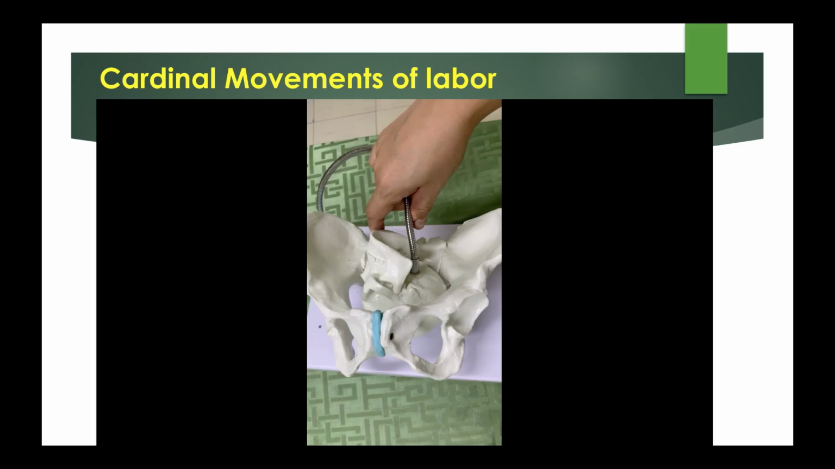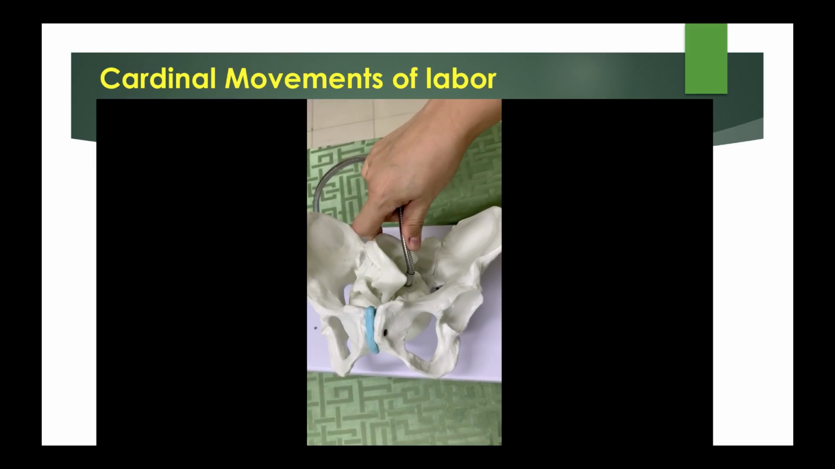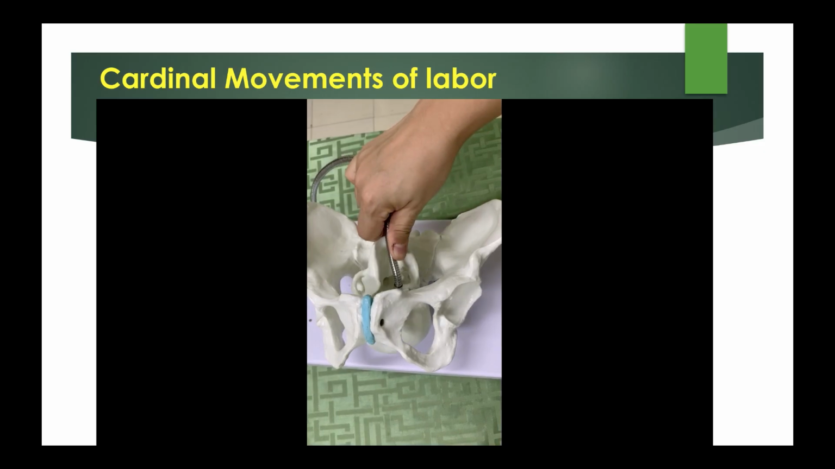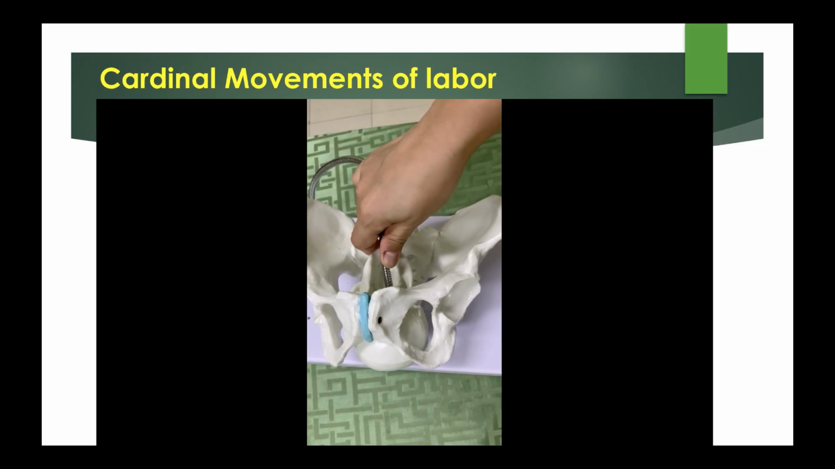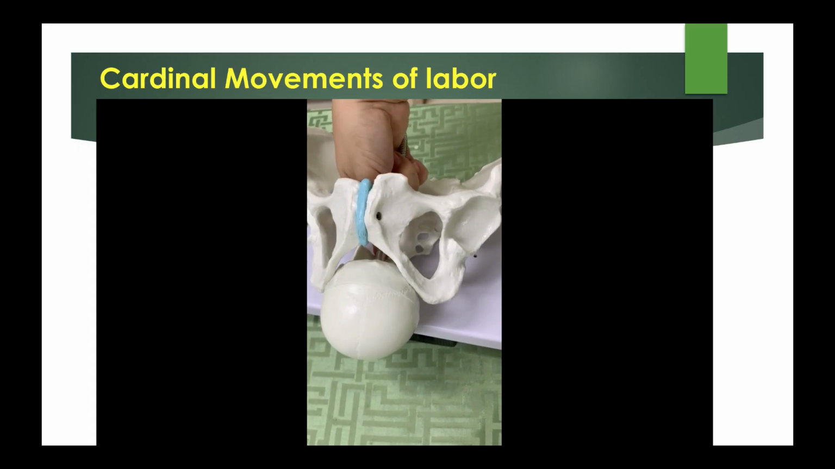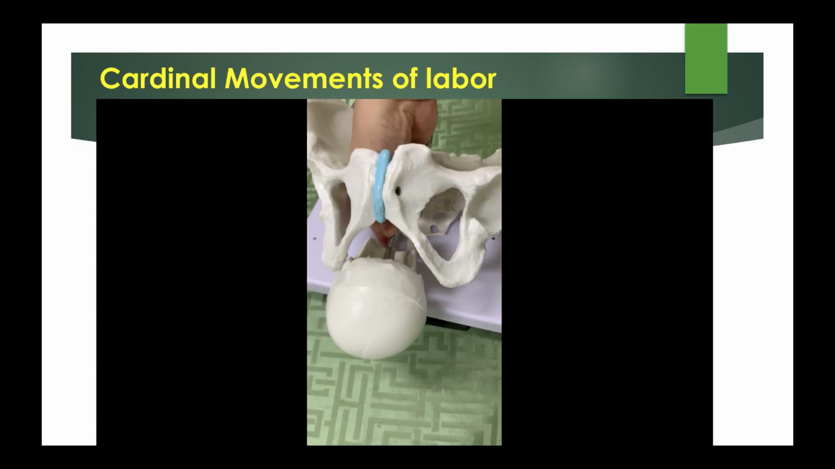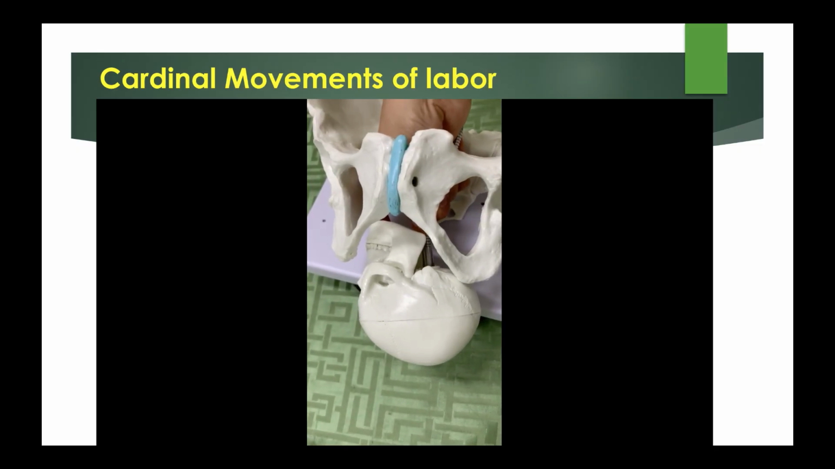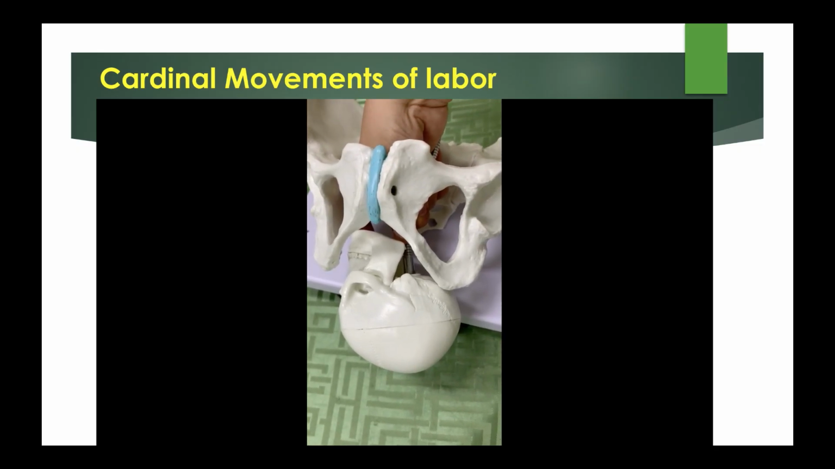So in summary, let us now look at all 7 cardinal movements of labor in one continuous video. So we have engagement, descent, flexion, internal rotation, then the head of the baby is now crowning, then it pushes out of the vulva by extending its head, and then once the head is delivered, it externally rotates to facilitate the delivery of the rest of the body, which is now called expulsion.